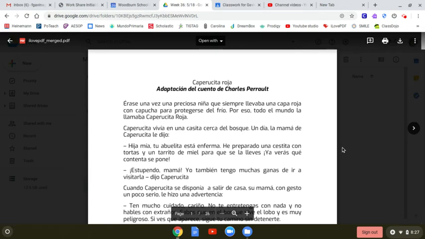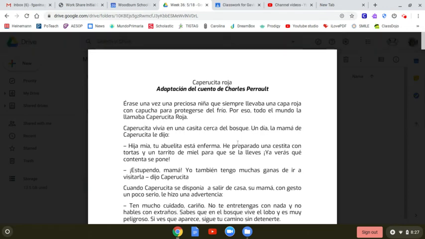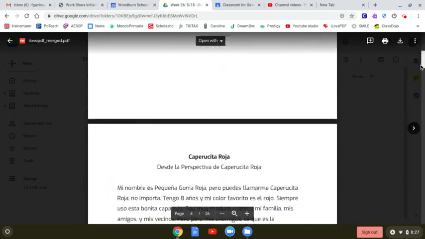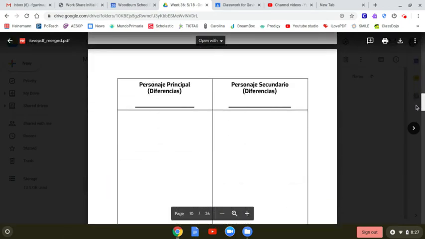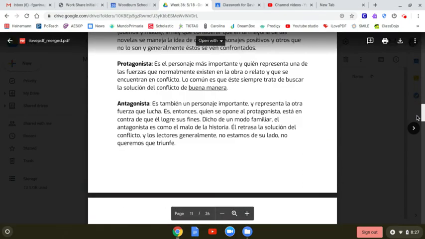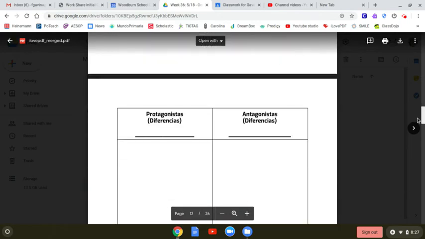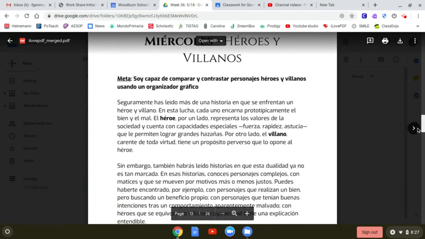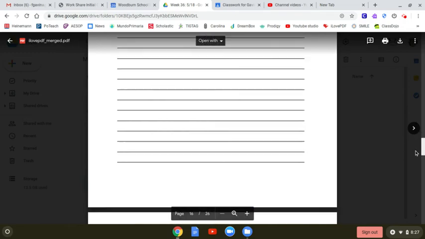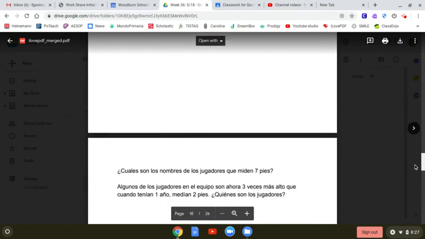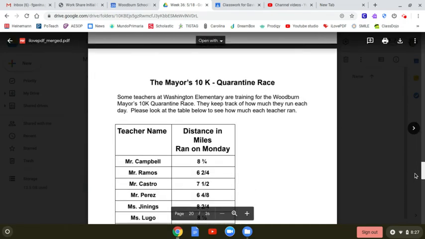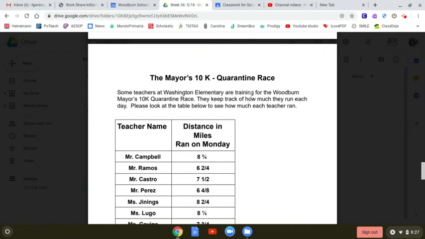Today I'm going to read the second line plot problem. Before we continue, the PDF that I have attached to the math work is the PDF that has all the work. If you're using this PDF to follow along instead of your packet, you need to scroll through to the second problem, until you find the mayor's 10K quarantine race.